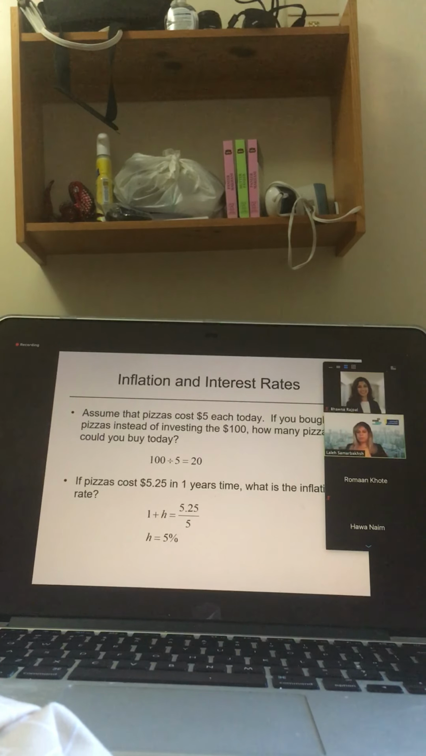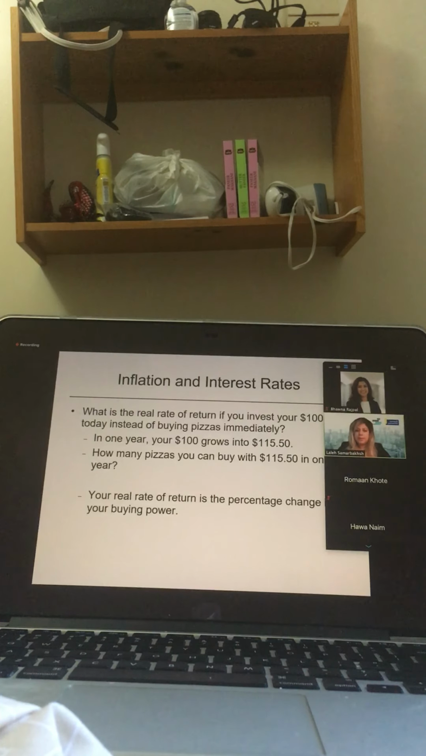So far, this is what we established. If I spend that $100 today, I can buy 20 pizzas. If I invest that money, 1 year from now, I can have $115.50, okay? So I can have a little bit more money. If I wait to consume it later, I have to keep in mind that pizzas are going to be $5.25. Pizzas are not going to be the same price anymore. And that's what the next slide is about.